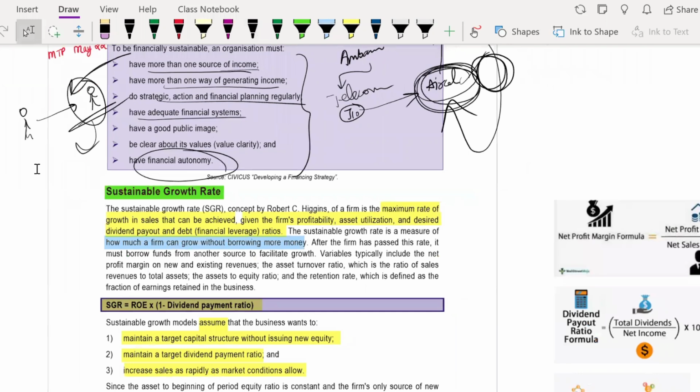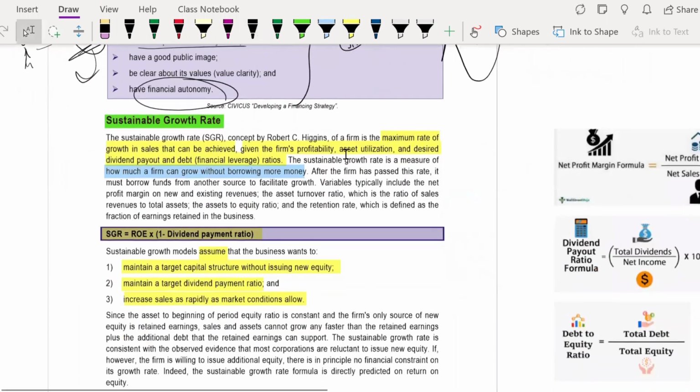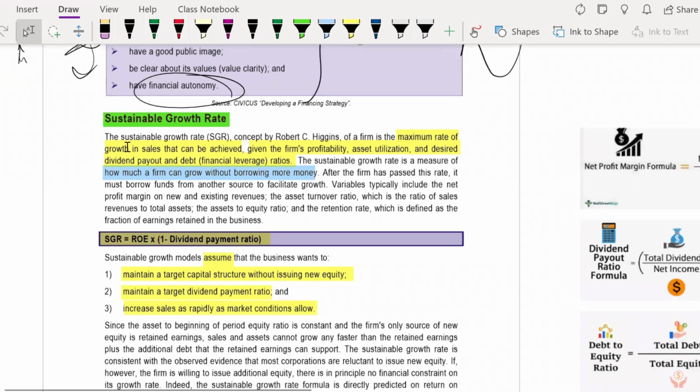Okay, so I hope until now it is understood. Any doubts until now? Okay, fine, I think there are no doubts, so I'll continue. In case there is any doubt, you can put it in the chat box. Next is sustainable growth rate.